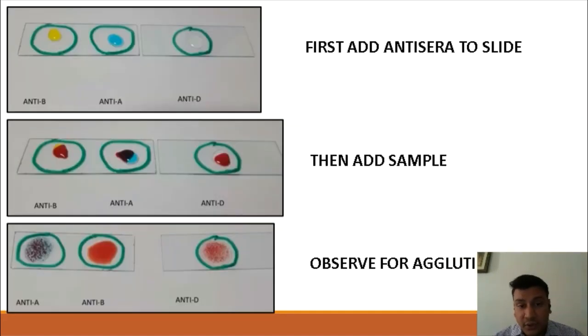It's very simple to perform. We just take a slide, make 3 circles using a sketch pen and label them as anti-A, anti-B and anti-D. First, anti-sera has to be added always, followed by the sample of the patient or individual, and then we observe for agglutination by rotating the slide slowly in a circular motion or using a plastic tip, and then we record the agglutination.